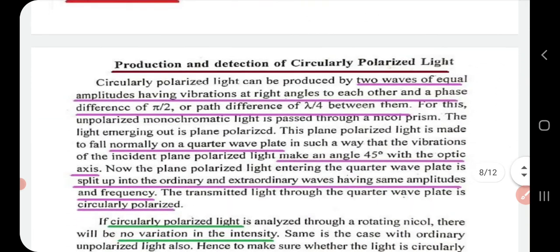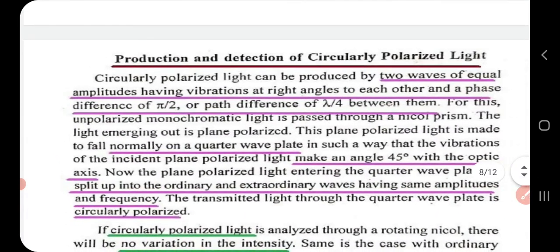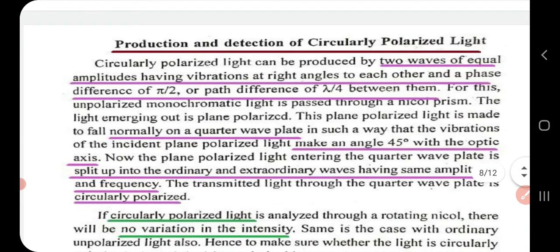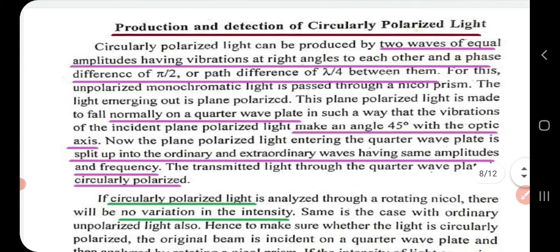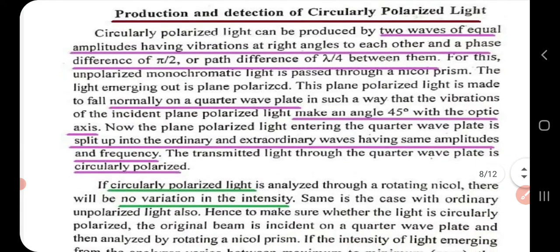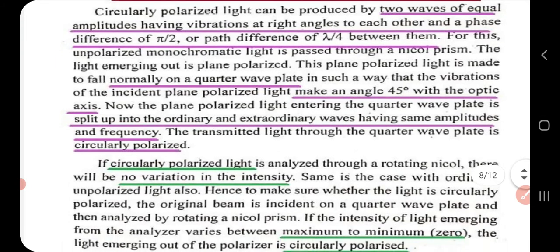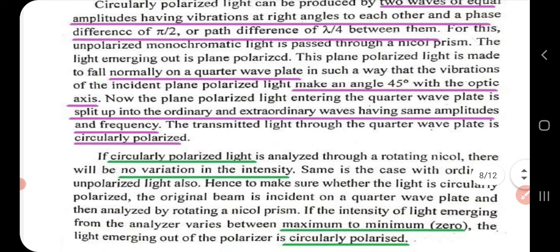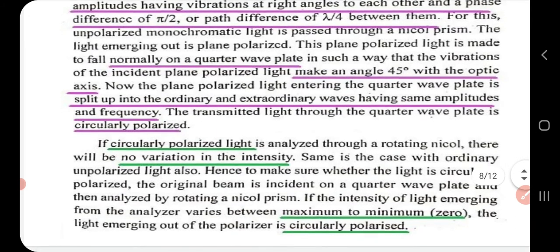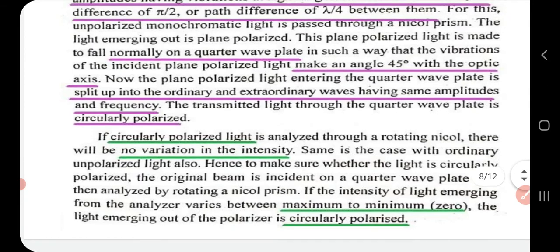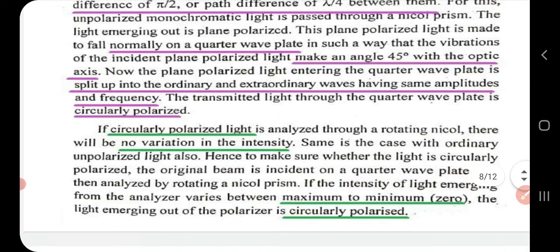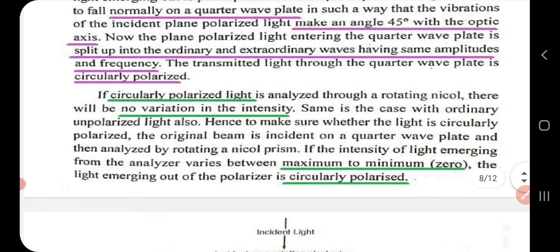Next is circularly polarized light. This is similar to elliptically polarized light, but with a few differences. Here also, it can be produced using two waves having vibrations at right angles to each other with phase difference pi by 2 and path difference lambda by 4. We pass monochromatic light through a Nicol prism, then allow it to pass normally on a quarter wave plate in such a way that it makes an angle of exactly 45 degrees with the optic axis. On doing so, ordinary ray and extraordinary ray having the same amplitude and frequency will be obtained, and the emergent light will be circularly polarized.